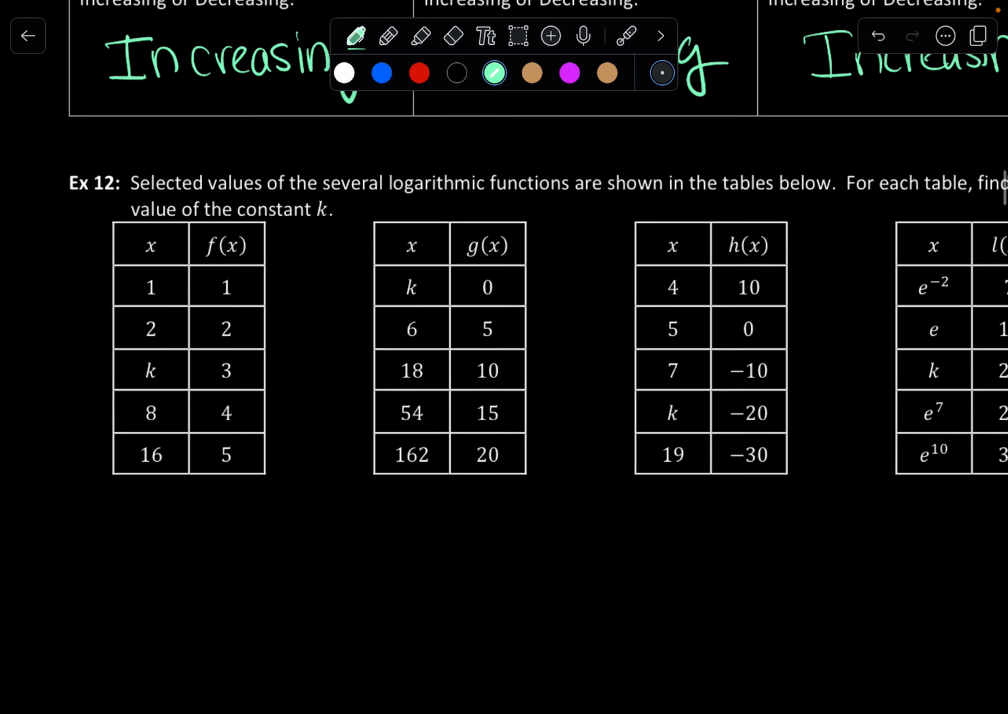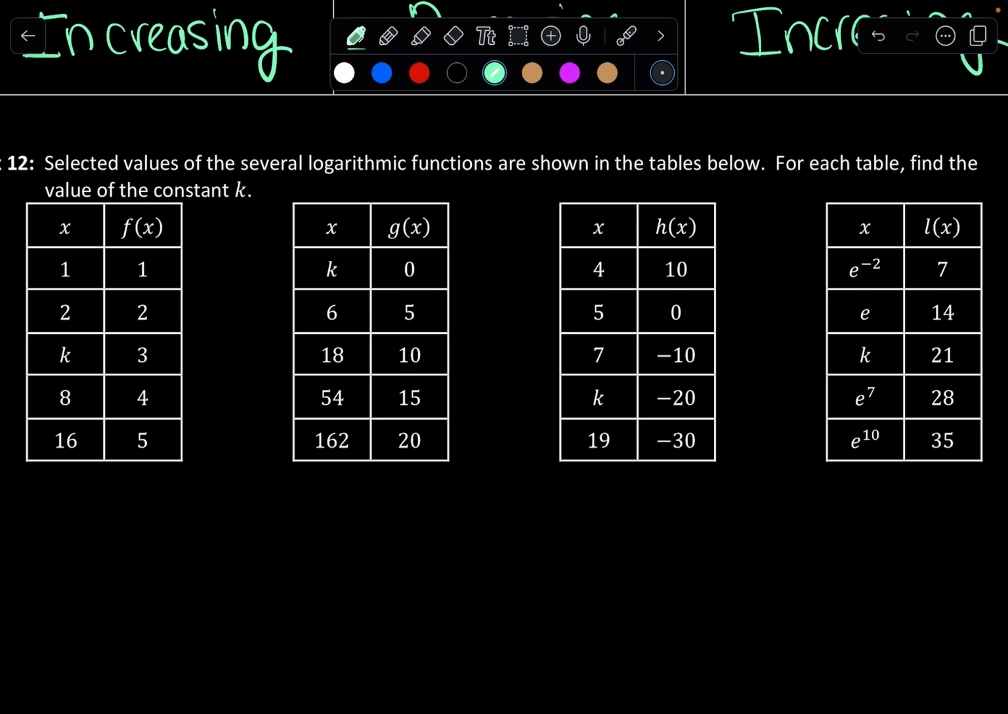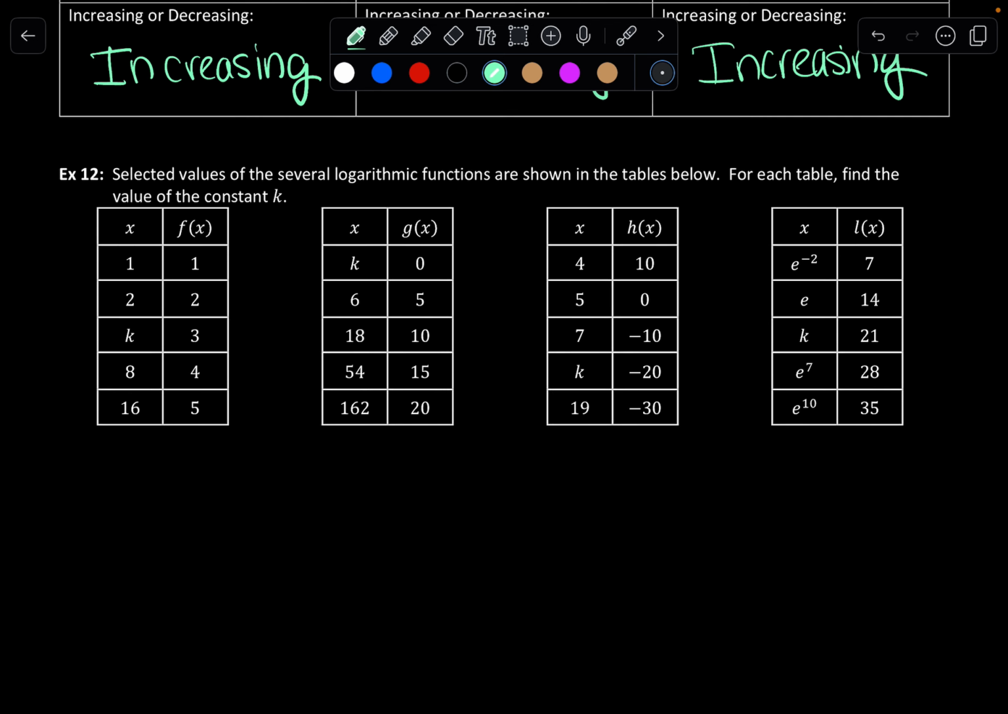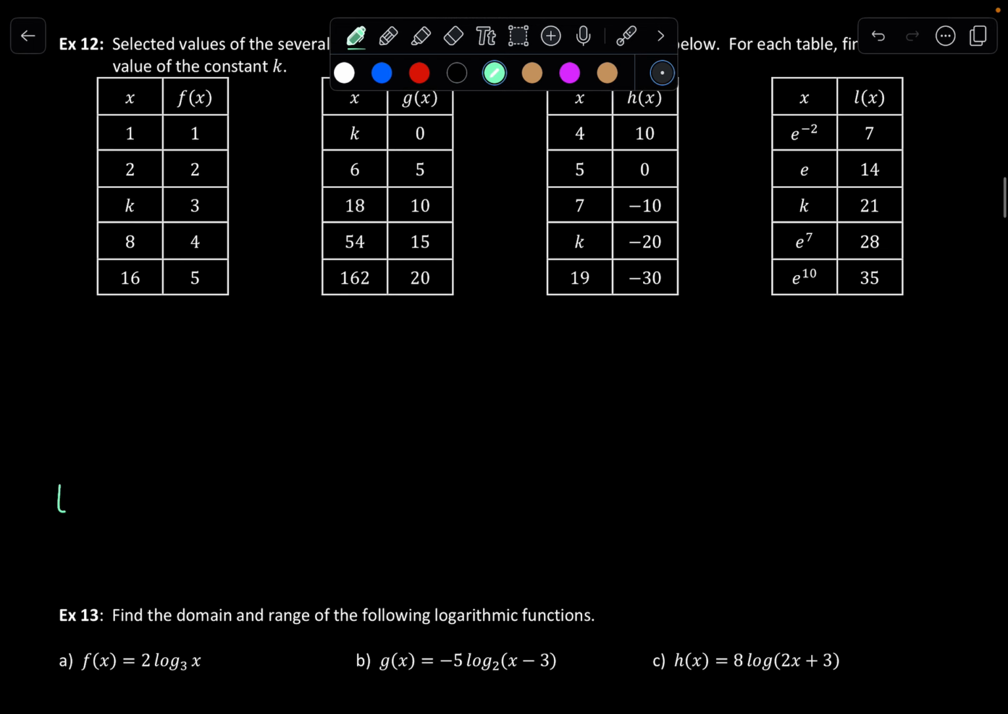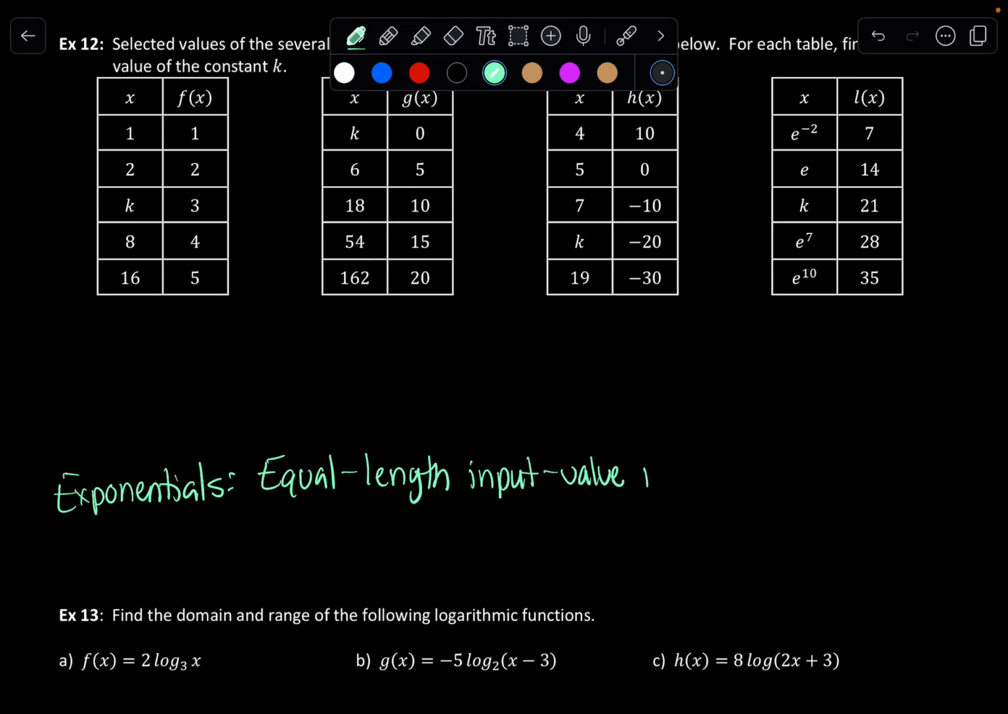All right, next we have our tables. It says select values of the several logarithmic functions are shown in the tables below. For each table, find the value of the constant k. So we also did this for exponentials, and we would look at the outputs, because for exponentials, we had equal length input value intervals.